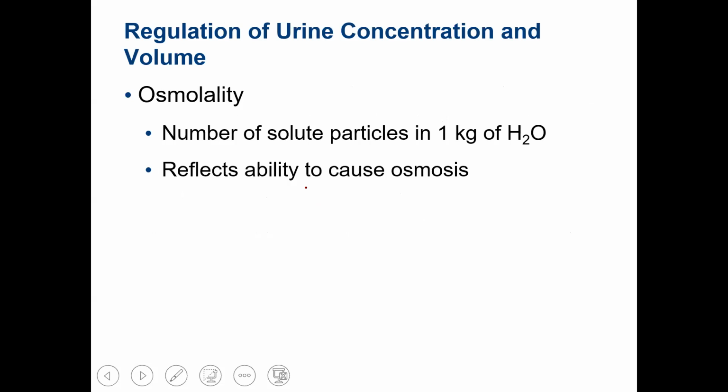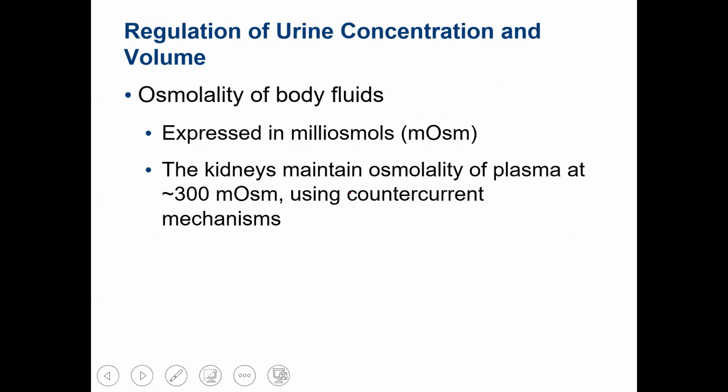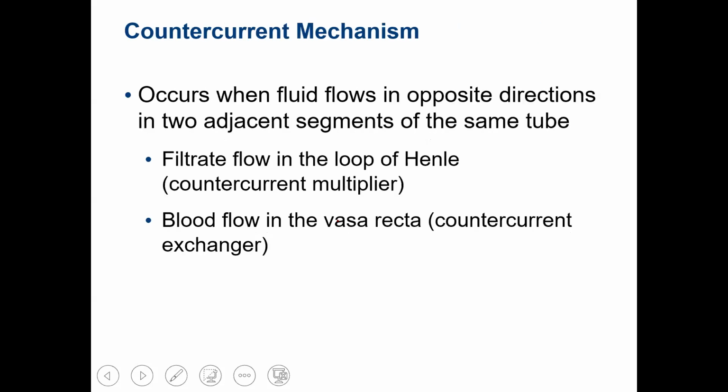Urine concentration and volume is measured in osmolarity, right? The stuff that's dissolved in water. Normally, urine is very dilute. The kidneys maintain the concentration of the plasma at like 300 milliosmoles, and this is maintained with what's called the countercurrent mechanism. A countercurrent mechanism happens in the loop of Henle when fluid is moving in opposite directions in two segments of the same tube.